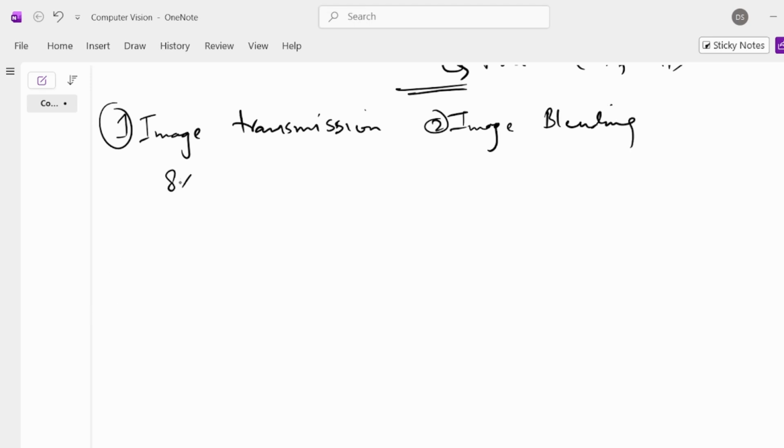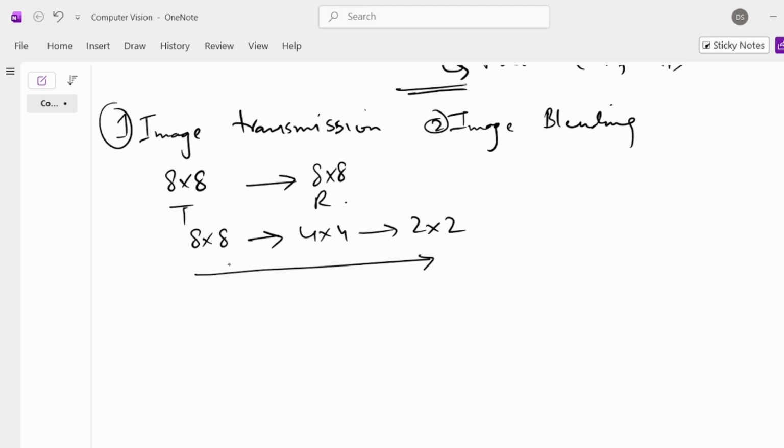Let us consider we are transmitting a small 8 by 8 image from our transmitter to the receiver side. However, due to the channel capacity, we need to reduce its size, and the two resolutions that are available to us are 4 by 4 and 2 by 2. So during this process, when we are reducing, we are basically using the Gaussian plus decimation, and in fact what we are doing is removing the details from our image.